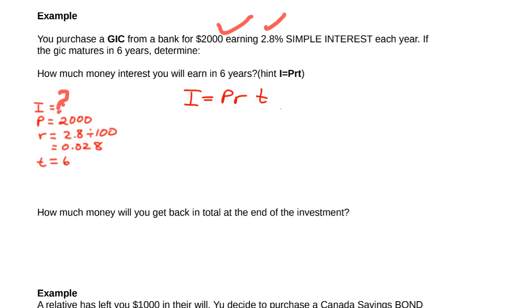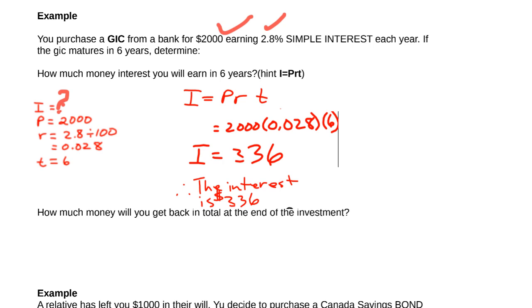And so now we're about to do our substitution. So now we say P is 2,000, R is 0.028, and T is 6. So we just substitute those directly in. Punching that into your calculator, we end up with I is equal to 336. Therefore, the interest is $336. Now, the last question that it asks for is, how much money will you get back in total at the end of the investment?